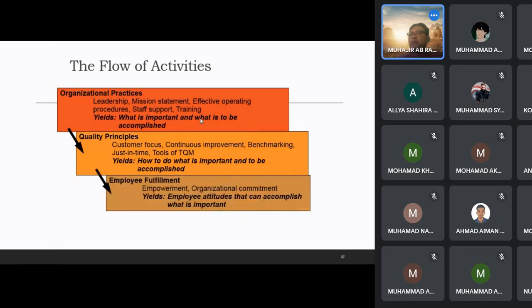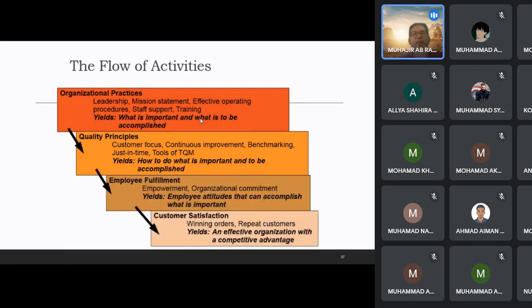Alright, this is the flow of activities if you want to implement quality. Start with this leadership, okay. Leadership will set the mission, okay, SOP, and set the training. So the leader will know what is important and what is to be accomplished. And then this is top management, and go to the middle management or supervisor, the staff who execute the idea.